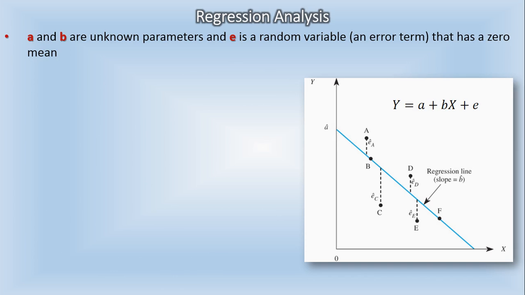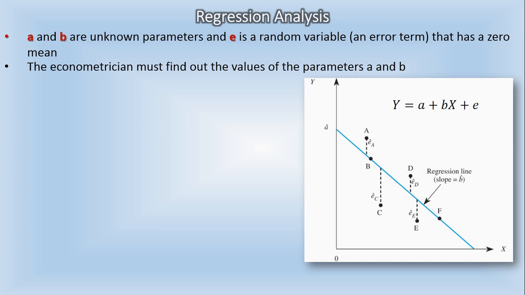So A and B are unknown parameters. A and B are things that we don't know. We don't know what the constant is. We don't know what the slope of the line is. And e is, again, some random term, which we call an error term. And we assume when we're doing regression analysis that it has a zero mean, meaning that on average, those errors will sum to zero. So some of the points will have a positive error. Some of them will have a negative error. If you add all that together, they will sum to zero. Right? So we assume that there's a zero mean there. On average, it will be zero.